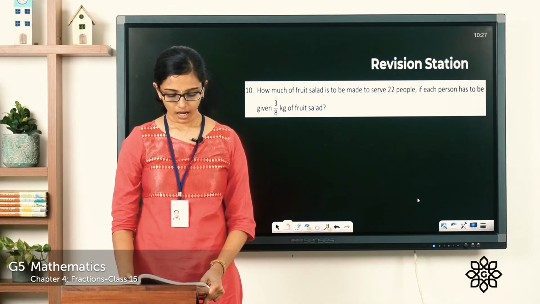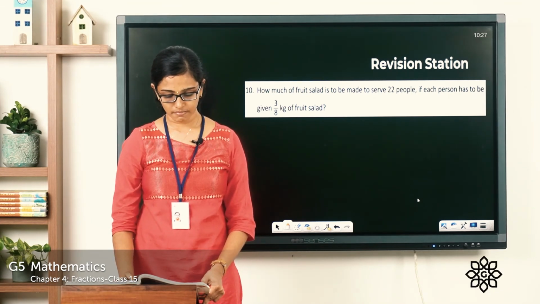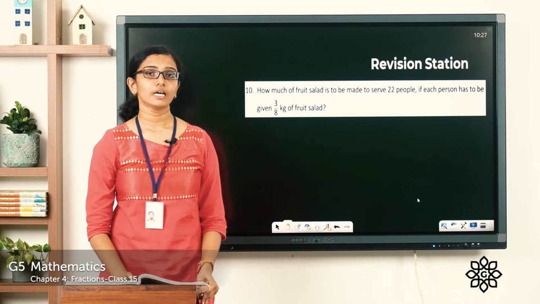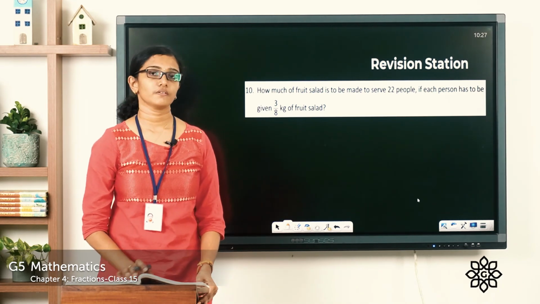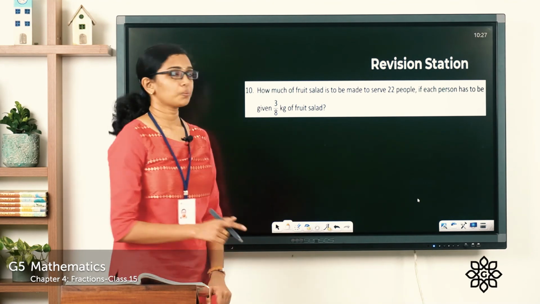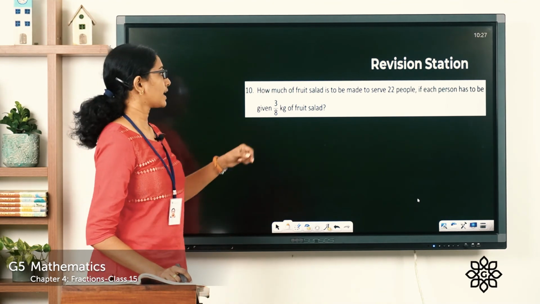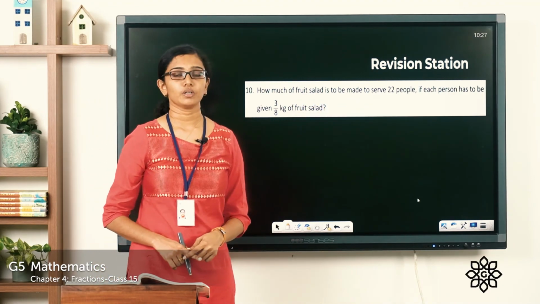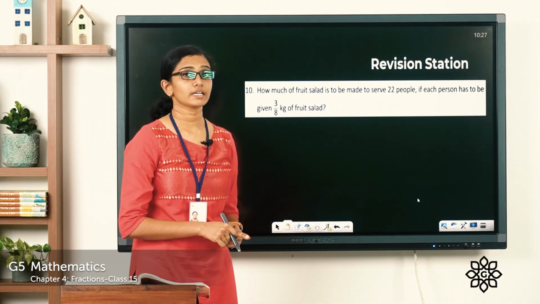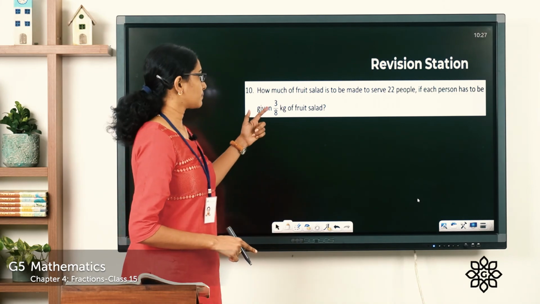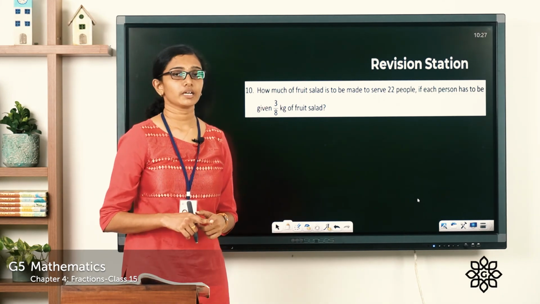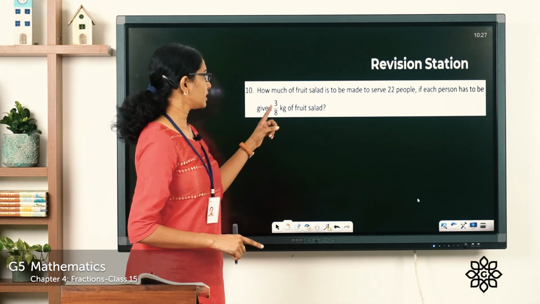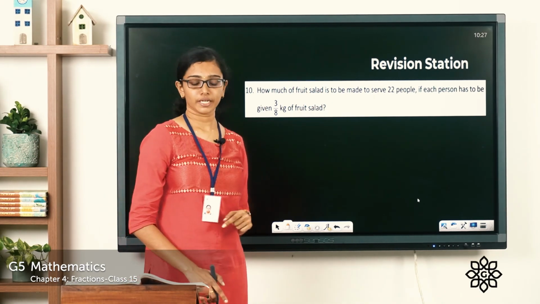Now the last question. Question number 10. How much of fruit salad is to be made to serve 22 people if each person has to be given 3 by 8 kilogram of fruit salad? So one person can take 3 by 8 kilogram of fruit salad and there are 22 people. How would you find out what is the total quantity that has to be prepared? Just multiply the quantity that can be taken by one person into the total number of people. So that would be 3 by 8 into 22, right?